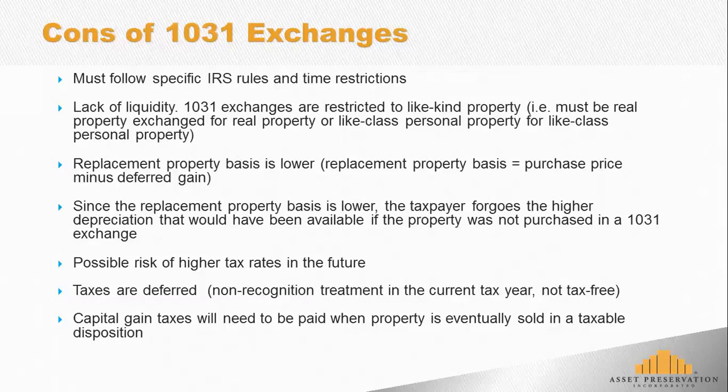And then finally, the capital gain taxes are going to need to be paid eventually when the property is sold in a taxable disposition. So you're just postponing that. So a 1031 exchange is really a timing mechanism. The taxes do eventually get paid. They're paid down the road.